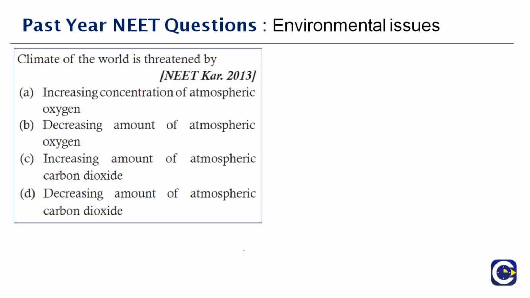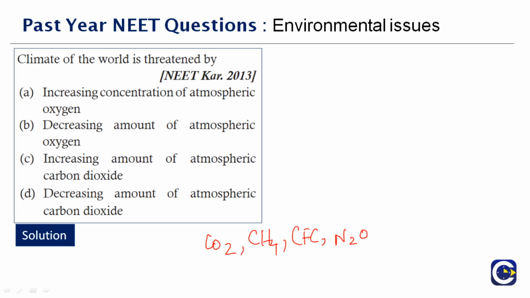Next question here. The climate of the world is threatened by dash. We have to analyze the statements here. Increasing concentration of atmospheric oxygen, wrong. Decreasing amount of atmospheric oxygen, wrong. Increasing amount of carbon dioxide, that is right. The increase in the level of greenhouse gases, where we mentioned carbon dioxide, then we have methane, then CFC, chlorofluorocarbon, then nitrous oxide.